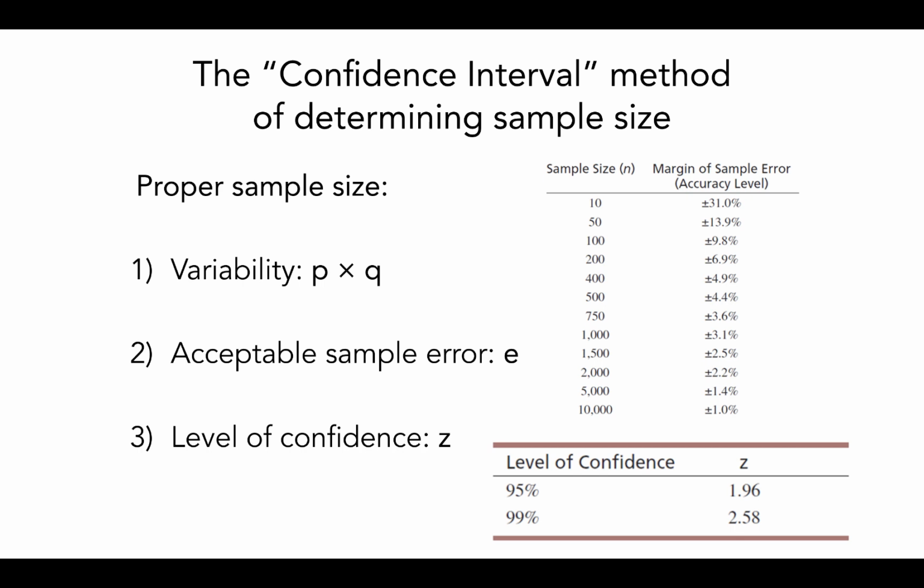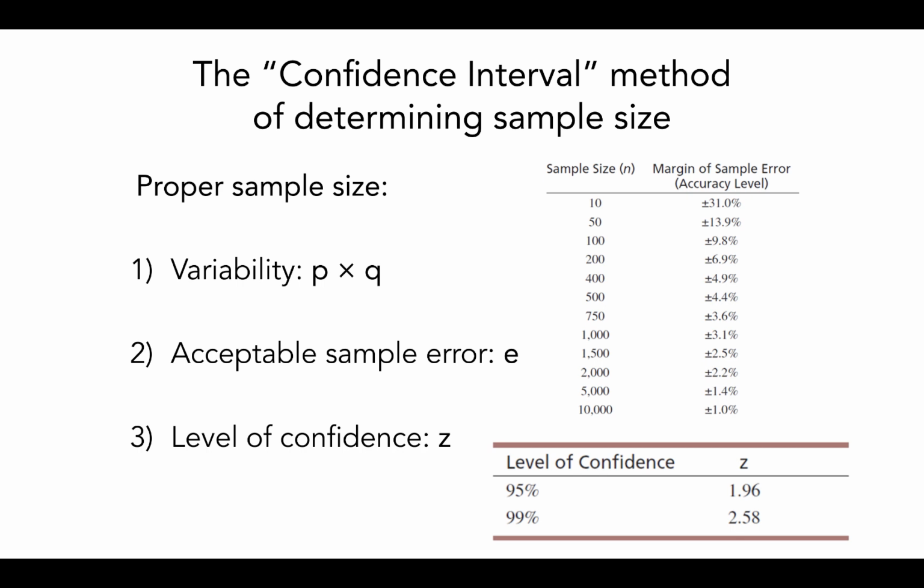To really understand what your sample size should be, there are a couple of factors you need to know. Variability is in the picture again, that's P times Q, as you know from previous sessions. That's the amount of agreement or disagreement you think there is between people in your sample. So how much variability do you expect there to be in your population? That's one thing to take into account.